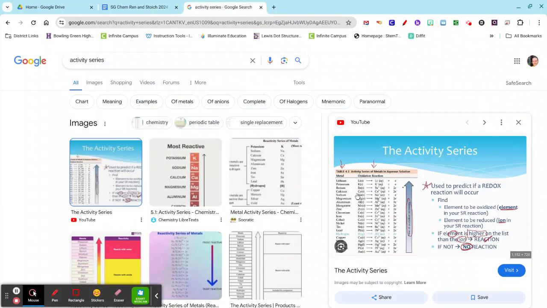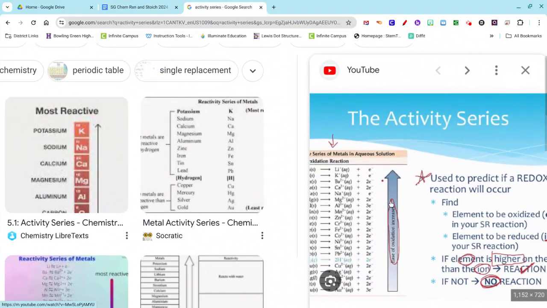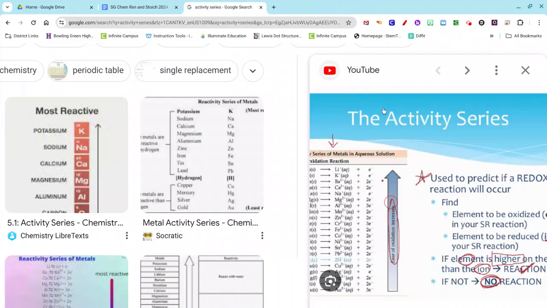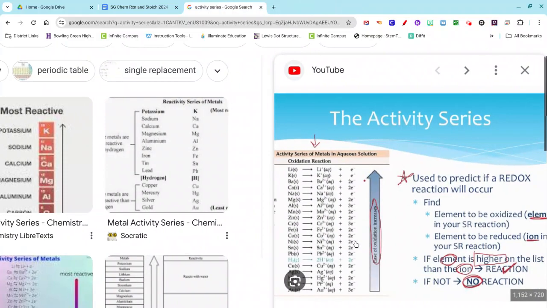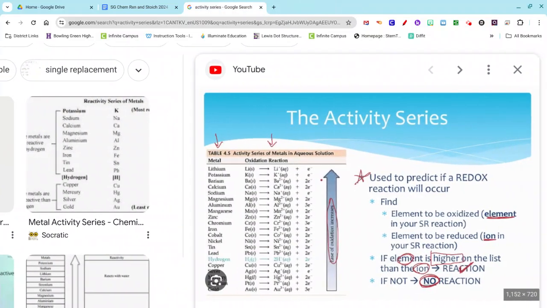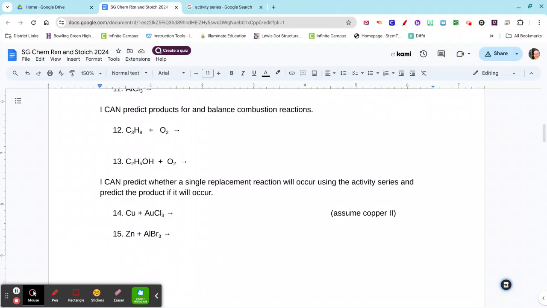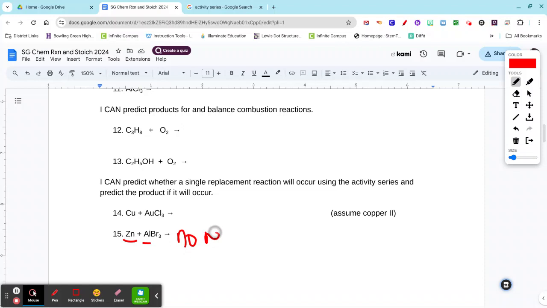So when I look on my activity series, if I zoom in on this one, well, here it goes. I don't really want to watch the YouTube video. Just kidding. There we go. If I zoom in on this one, I see that zinc is not above aluminum. So for this particular reaction here, zinc is not above aluminum. So this would be a no reaction. It's not going to replace it. Okay, so don't be afraid to write no reaction if it's actually true.